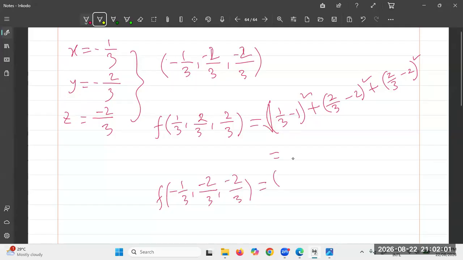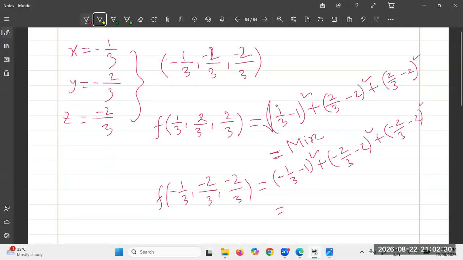So we just need to put negative 1 over 3 in the place of x, so negative 1 over 3 minus 1 square, negative 2 over 3 minus 2 square, negative 2 over 3 minus 2 square. So this quantity is bigger. I don't know what the value is ultimately after simplifying this quantity. And this one I think is the lesser quantity, so that's why this is the minimum value.